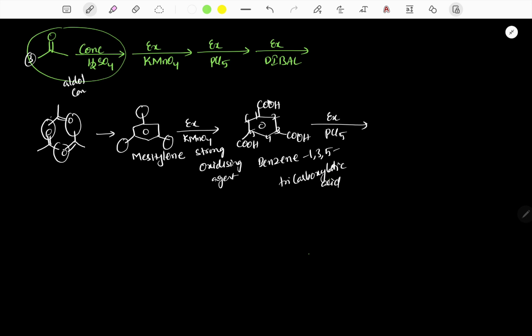It is treated with excess of PCl5. When carboxylic acid is treated with PCl5, we know that the carboxylic acid will be converted into carbonyl chloride: C double bond OCl, C double bond OCl, C double bond OCl. Simply it is a nucleophilic substitution.